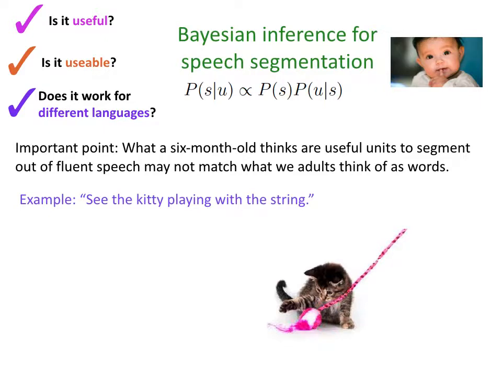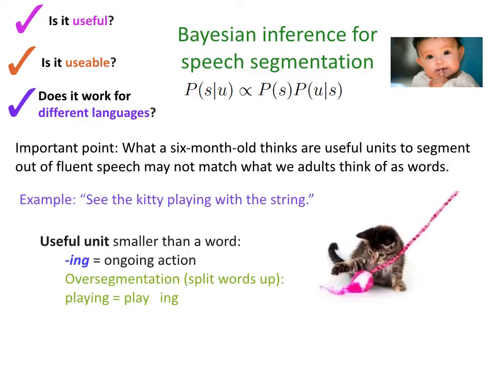So just as an example of this concretely, let's consider this utterance: see the kitty playing with the string. A useful unit that's actually smaller than a word is that ing on playing, right? That actually is a meaningful morpheme, a meaningful unit that indicates an ongoing action. And so splitting up playing into play and ing, an over-segmentation error, so to speak, may not be so bad, right? Because you can actually learn something about ing and what it means and how it's used.